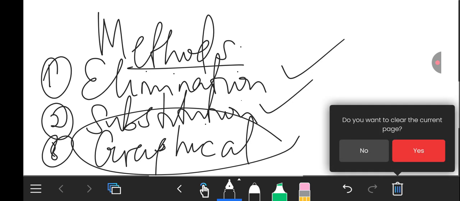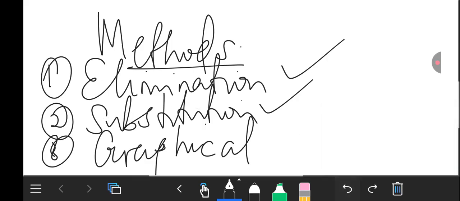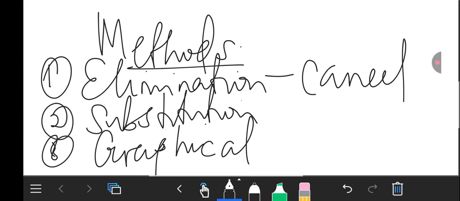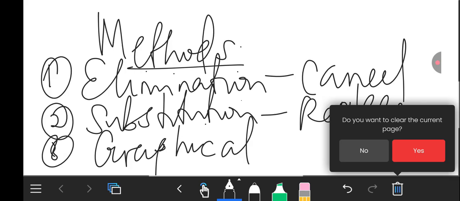So what does it mean when they say elimination? Elimination means that you need to cancel out something. To eliminate is to cancel, to kill something. Then to substitute simply means to replace something. You need to replace something. So with that basic understanding, now let's have an example.